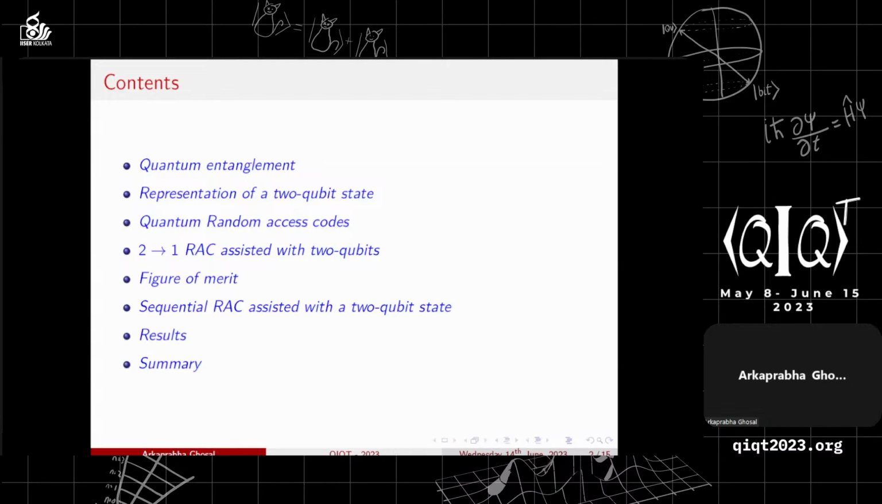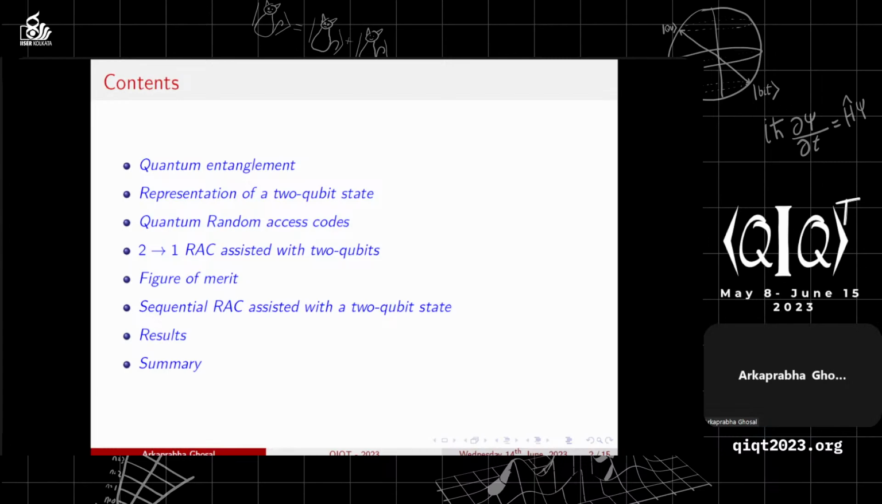So these are my contents basically. Today, first I'm going to introduce quantum entanglement, and then a restrictive case of a representation of a two-qubit state, a geometric representation of a two-qubit state. Then I will introduce a particular information processing task known as quantum random access codes. There are different versions of these random access codes, and today we are going to discuss two-qubit assisted random access codes.